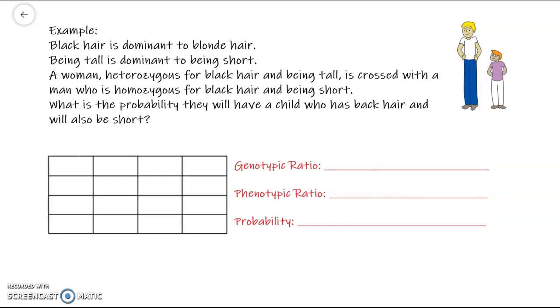Hello everyone, today I'm going to show you how to do a dihybrid square in the classical fashion. The way we begin this problem is we read through it just like any other monohybrid problem we've done before. As we read, we see that black hair is dominant to blonde hair and that being tall is dominant to being short. So let's assign some symbolism here.